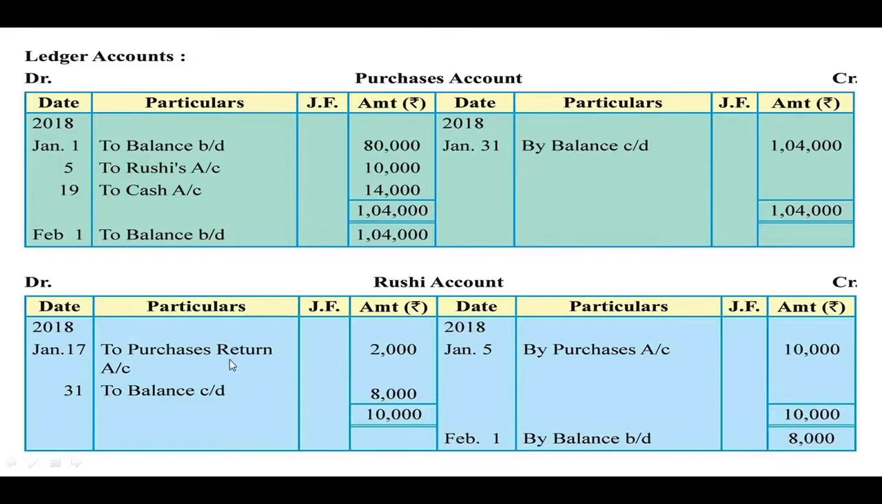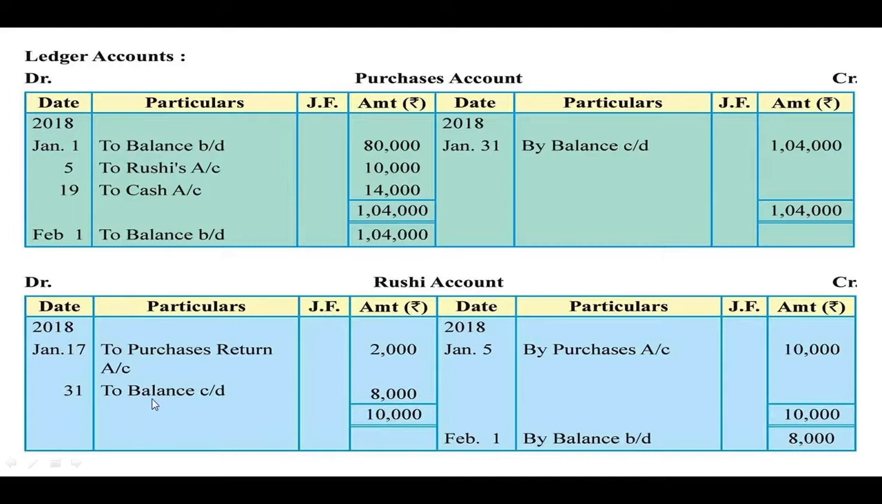Then on the debit side there is one amount rupees 2000 that we have to subtract from this rupees 10,000. So the remaining balance or the difference is rupees 8,000, which is called the closing balance. So closing balance will be recorded on the last day of the month. So 31st January to balance carried down 8,000. This will become opening balance for the next month. So 1st February by balance brought down 8,000.